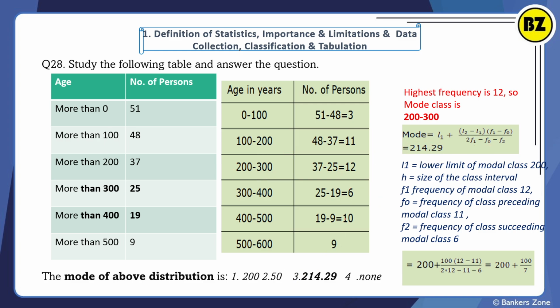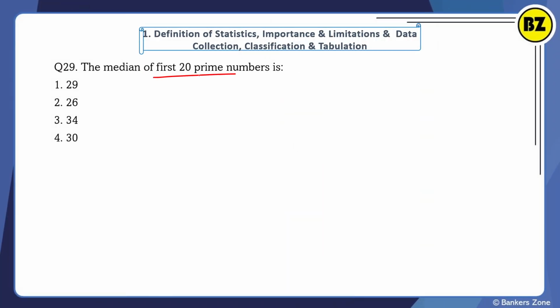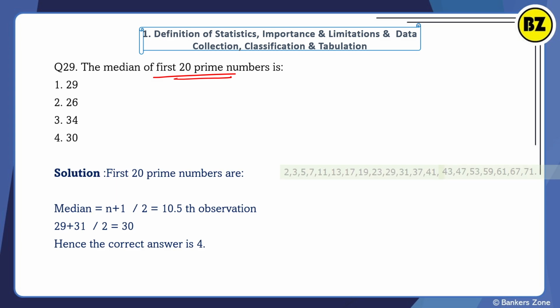Okay, so this question you need to practice yourself also. Now, the median of the first 20 prime numbers we have to find. Median means simply the middle value. To find the first 20 prime numbers, you should know them, right? So see, these are the first 20 prime numbers. Prime numbers are those not divisible by others, and they always start with 2. So we have to find the first 20, and then identify the middle value.